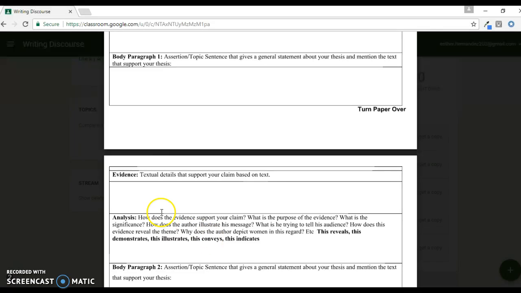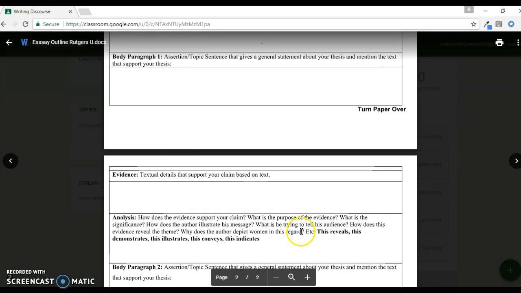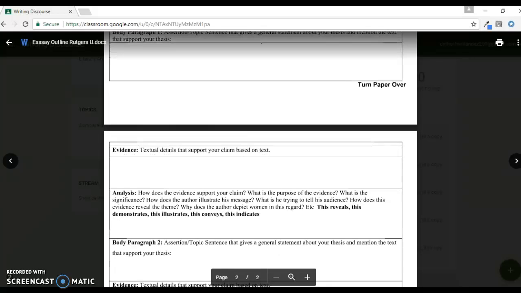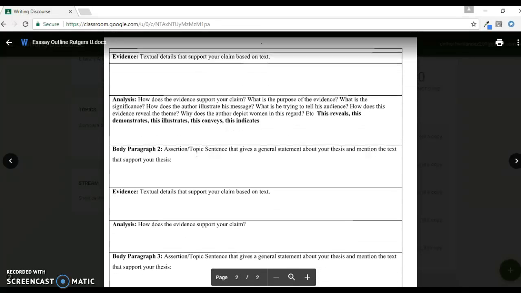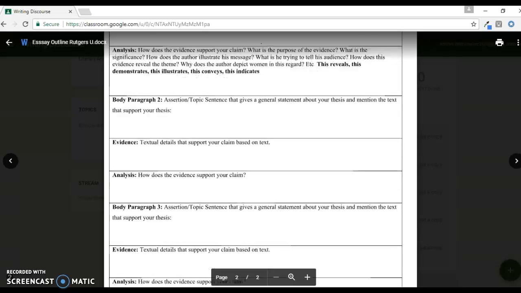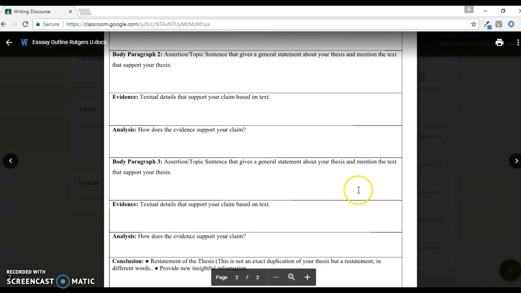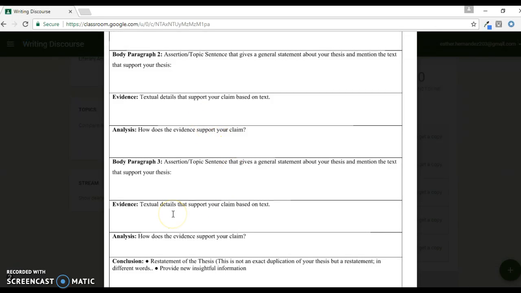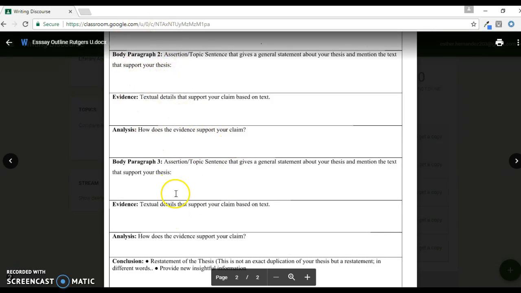So these questions will allow students to write thoughtful analysis, because I usually get one sentence and it drives me crazy. And some transition words that will help students with analysis. This reveals, this illustrates, this demonstrates. These sentence starters will help students really get their thoughts together. Same for body paragraph 2, which follows the outline of body paragraph 1, and the same for body paragraph 3. So the structure for body paragraph 1, 2, and 3 are exactly the same. So students should be able to work smoothly through that.